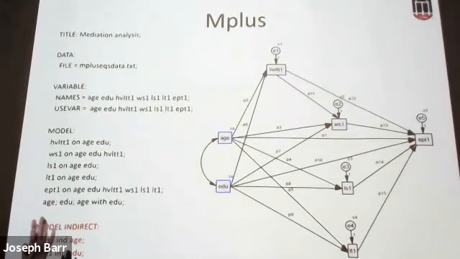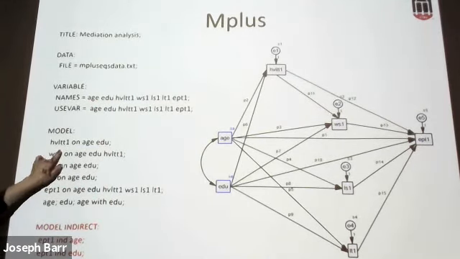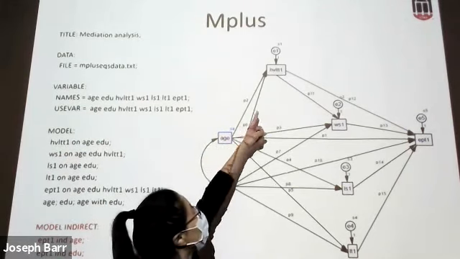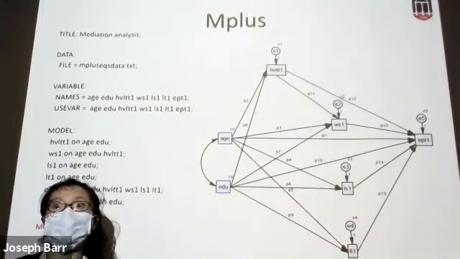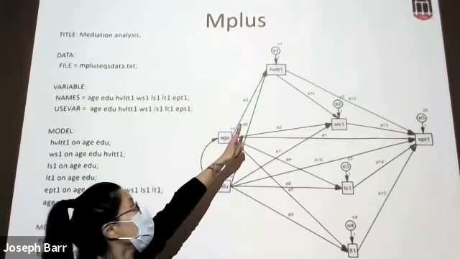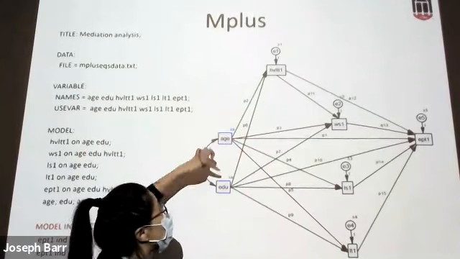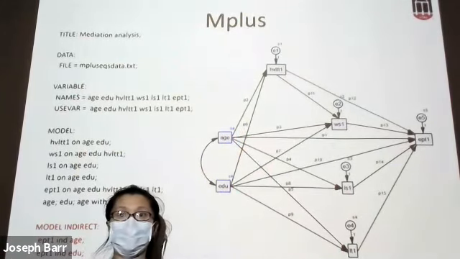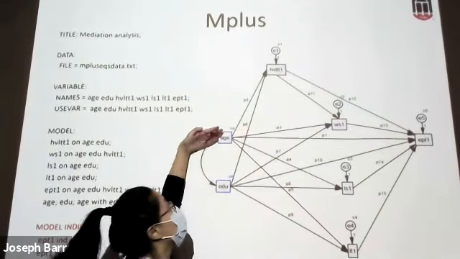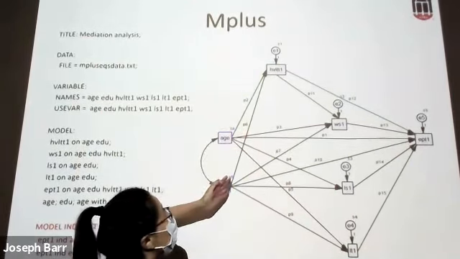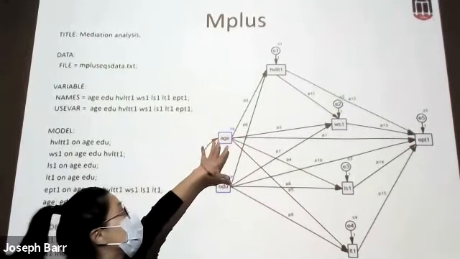Model. Look at this part. You don't need to specify 23 parameters in Mplus. This is our code, which is much simpler than the R code. What does that mean? HVLTT1 on age and edu. HVLTT is regressed on these 2 independent variables. Actually here, it included two coefficients, P2 and P6.